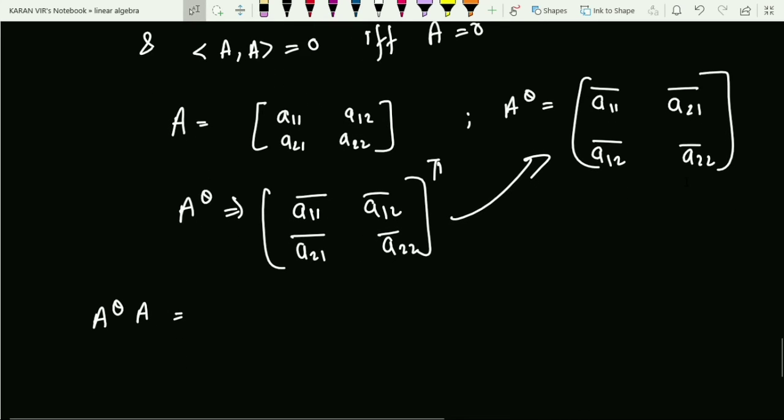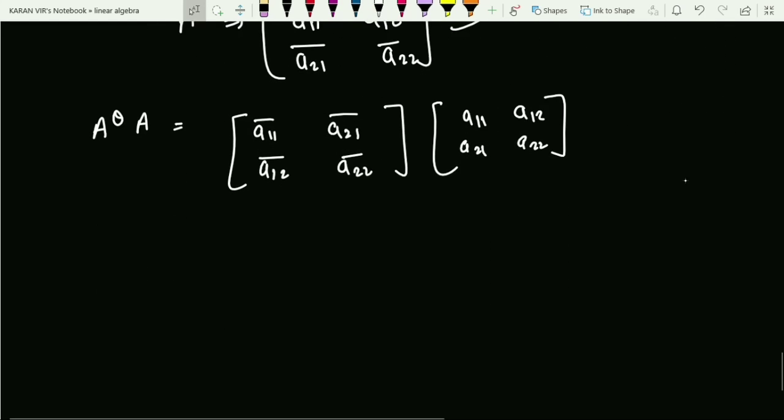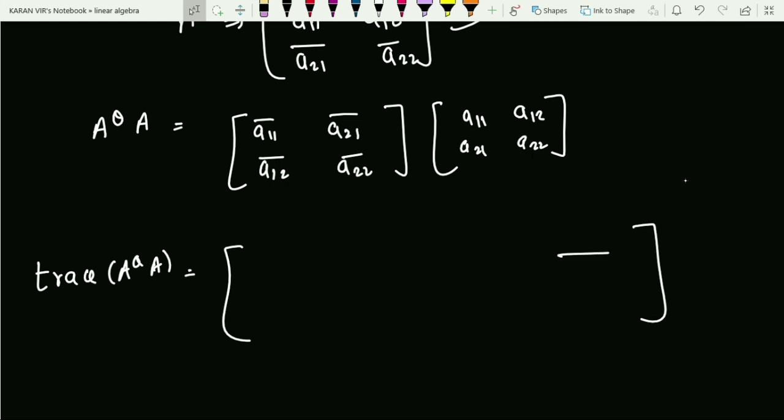You can easily see that A theta is a11 conjugate, a21 conjugate, a12 conjugate, a22 conjugate, and capital A is a11, a12, a21, a22. Now what is my next step? I have to multiply, but I am interested in calculating the trace of A theta into A. So I'll just calculate the diagonal entries; I am least interested in the other two entries. The diagonal entries will be a11 conjugate into a11 plus a21 conjugate into a21, and similarly the last one will be a12 conjugate into a12 plus a22 conjugate into a22.